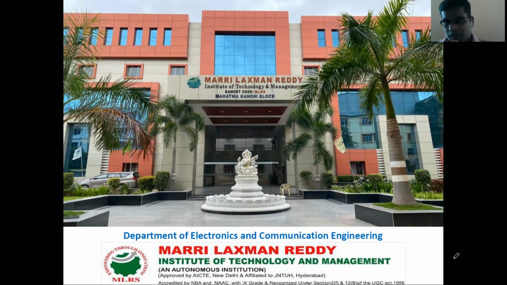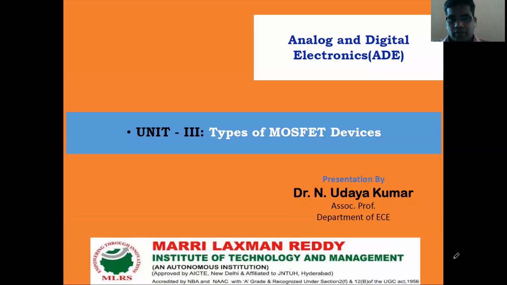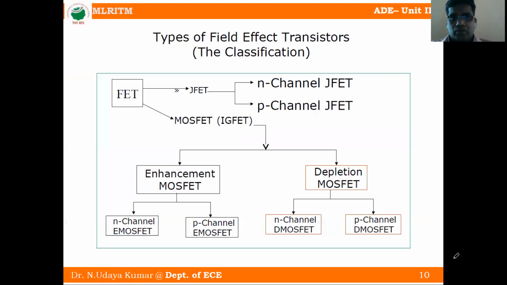Today, our topic is types of MOSFET devices. So FET is categorized into two types. One is junction FET, also called JFET. The other one is MOSFET, or metal oxide semiconductor FET, or IGFET. IGFET means insulated gate field effect transistor.